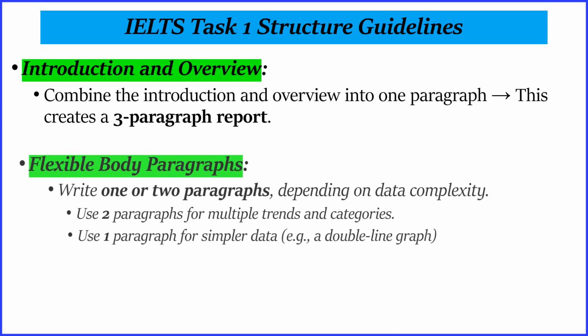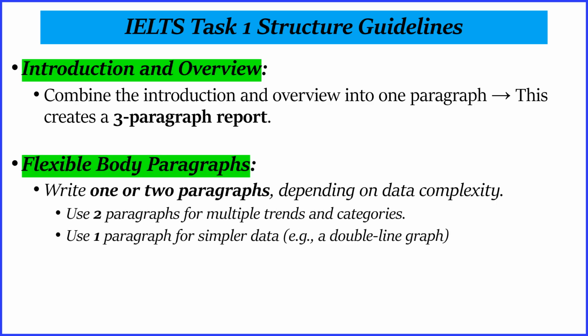Next, let's talk about the body paragraphs. The number of body paragraphs also can vary. You might write 1 or 2 body paragraphs depending on the amount of information presented in the graph. For example, if there are multiple trends or categories to describe, you can split them into 2 paragraphs for clarity. If the data is simple, such as a basic double-line graph, you might only need 1 body paragraph instead of 2. In that case, your report would have just 2 paragraphs, 1 for the introduction plus overview and 1 for the details.